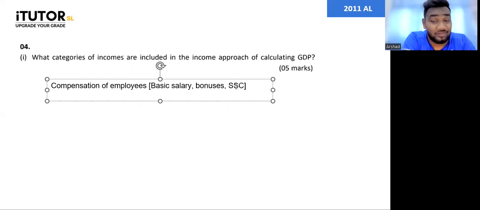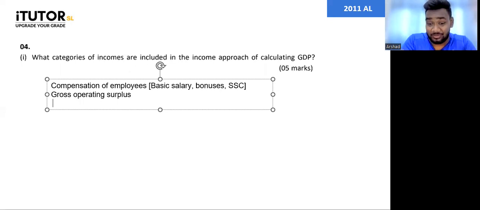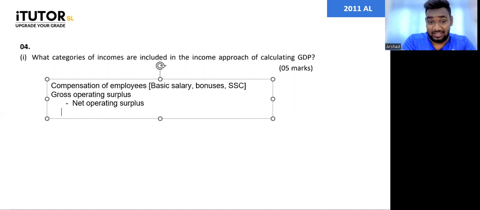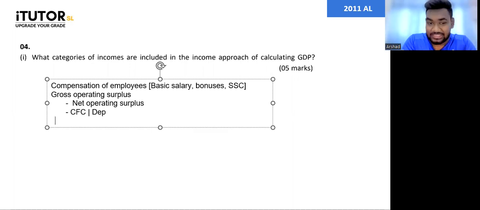What else? After compensation of employees, you have gross operating surplus. What is gross operating surplus? Gross operating surplus is ideally the income of businesses. It's like their profit. Inside gross operating surplus we have net operating surplus, and consumption of fixed capital, which is also called depreciation. And also, guys, you can put mixed income into this. Mixed income is the profit of small businesses, the unregistered ones, like a small grocery shop, a small vade kade. Those people's incomes are called mixed income.